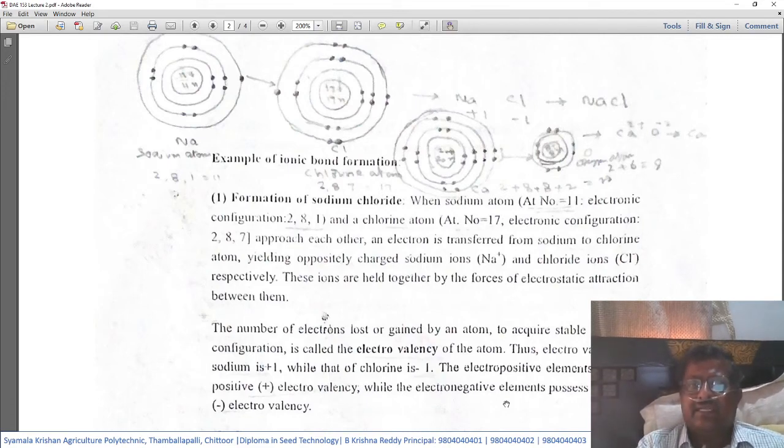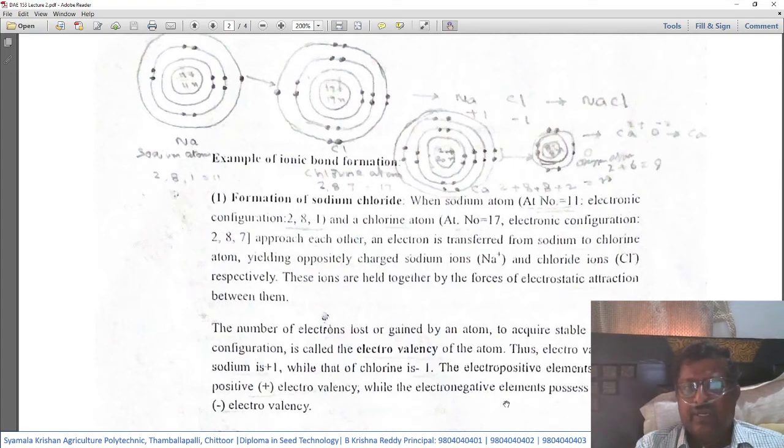Now see the oxygen. This is a rough diagrammatic representation of the oxygen atom, which means the atomic number is 8. That means there will be 8 protons and 8 neutrons in the nucleus. In the next orbit, that is the innermost orbit, next to the nucleus, it will have 2 electrons.